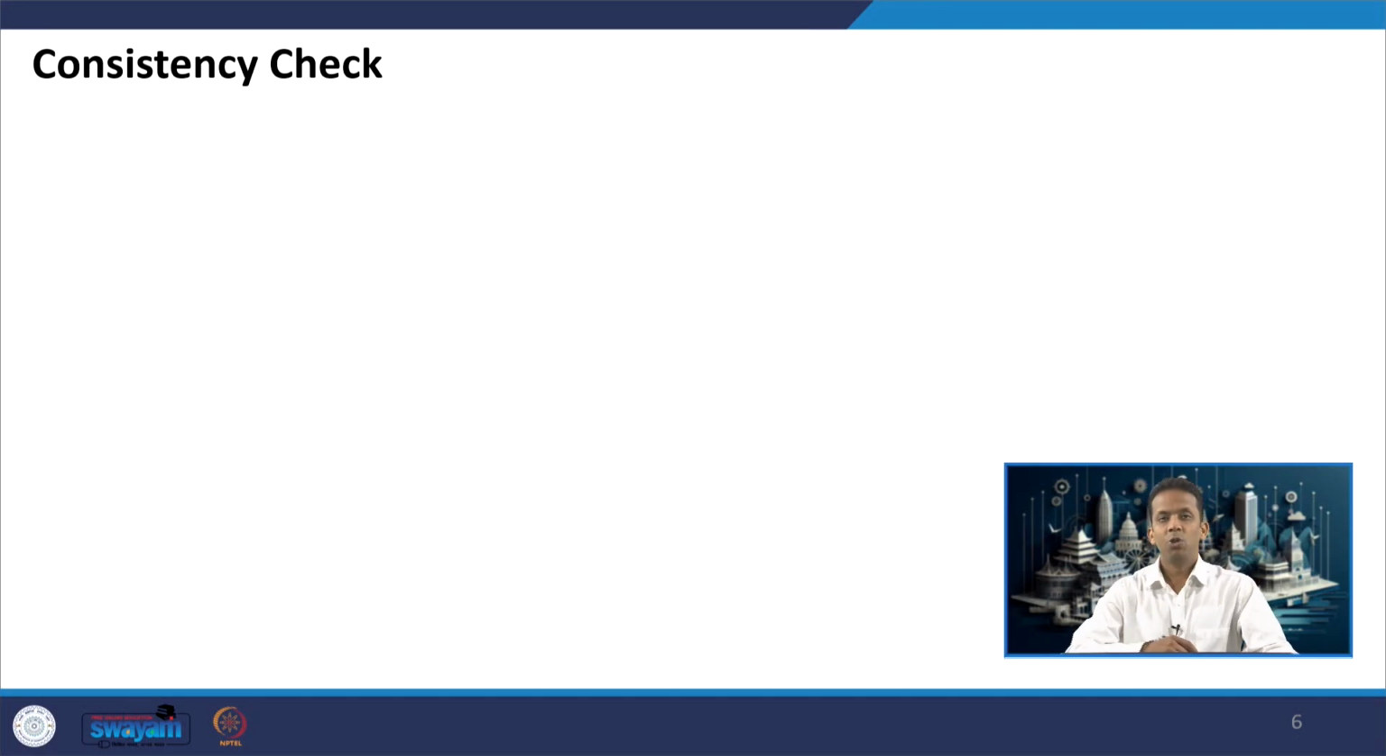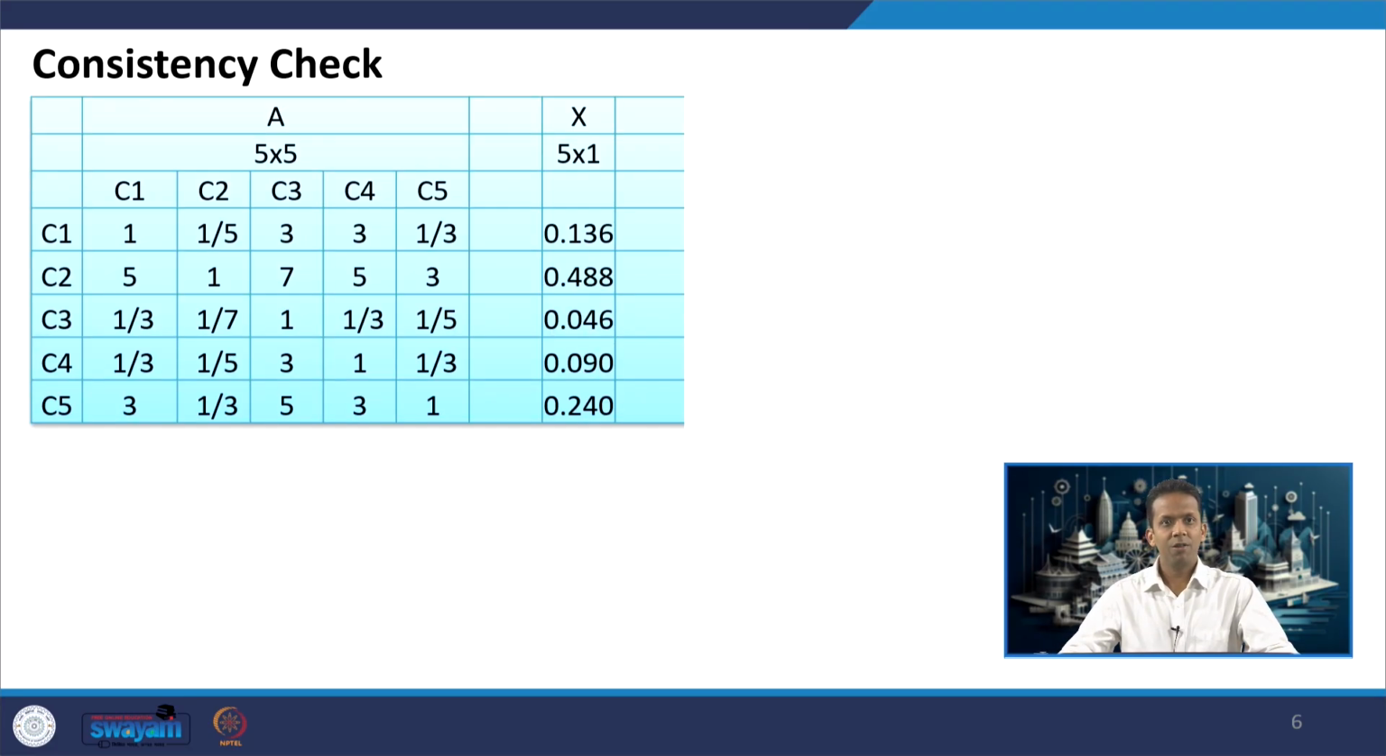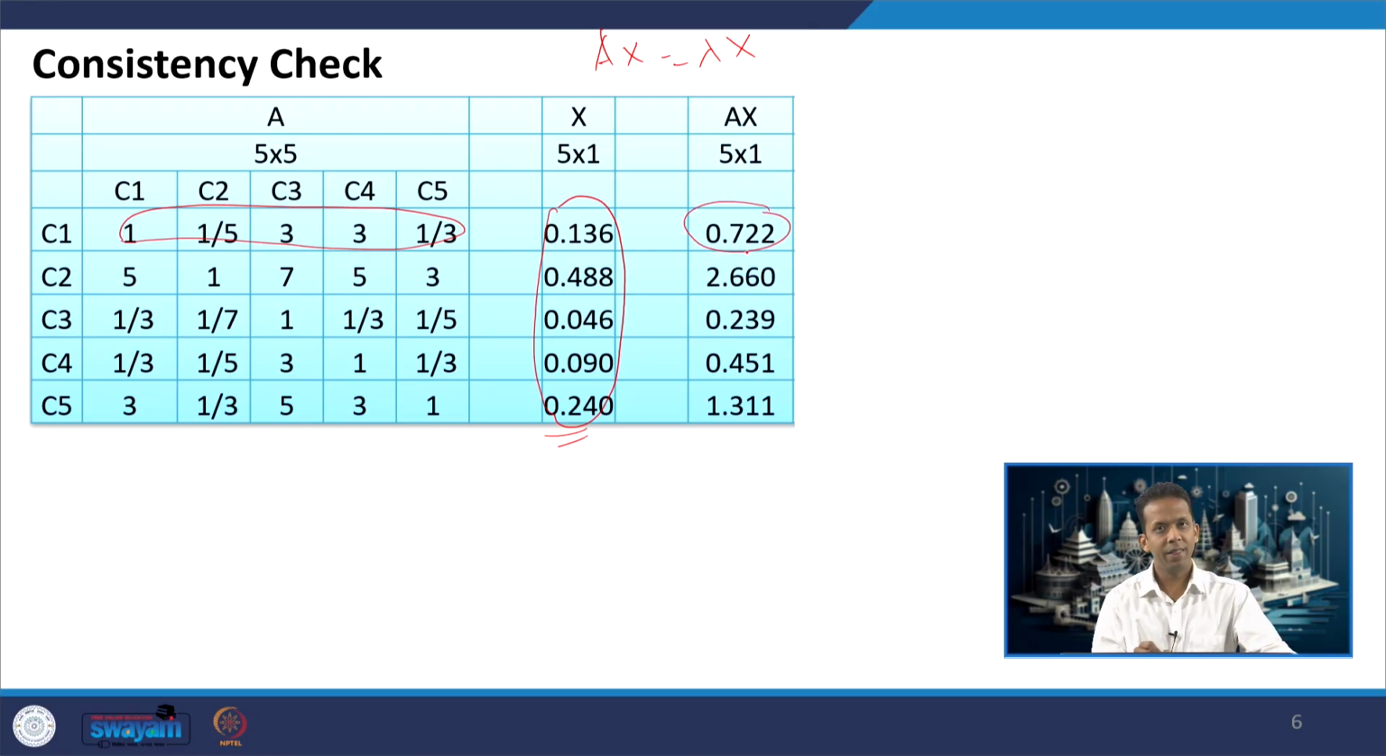Okay. Now, to check whether these weights are consistent or not, the consistency check is Ax equals lambda x, where lambda is the eigenvalue. So, A is the 5 by 5 matrix, the original matrix which we prepared for pairwise comparison of criteria. X is the weights that we calculated. So, if you multiply this row by this column, you will get the first entry of the product Ax. Then second row into the entire column will give you this value, third row into this, and you can do this by using a calculator or by using Excel.